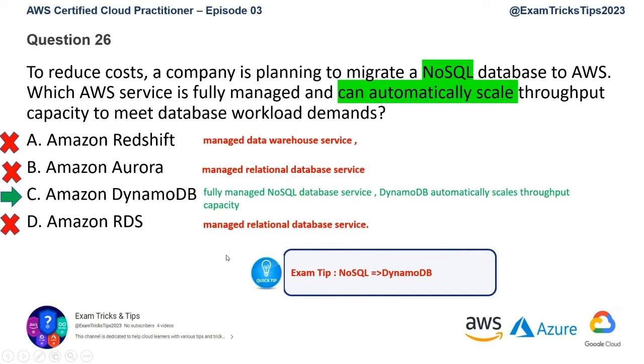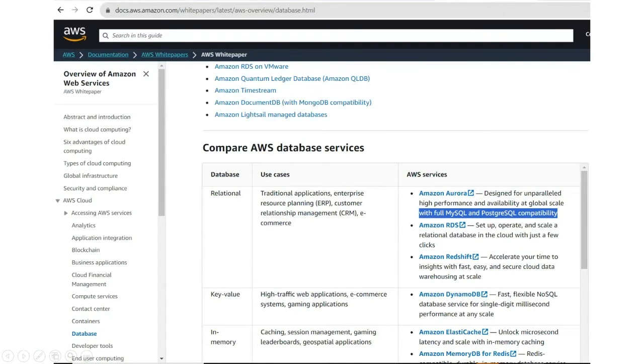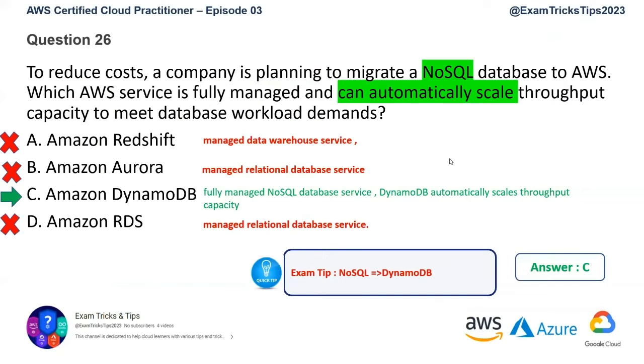Last one. Again, it's a relational database service. It's not a NoSQL database service. So it's pretty clear. A very simple question. NoSQL implies DynamoDB. I do have a piece of AWS documentation, and you can find the link in the description, which lists the AWS database services, relational and key value, which is the NoSQL one. And you could see in relational, you have Aurora, RDS, Redshift. And in case of NoSQL, Amazon DynamoDB is the database which is the NoSQL one. So yeah, that's the answer for us. Answer C for question number 26. Let's move on to the next question.